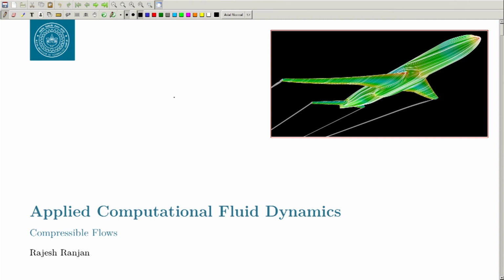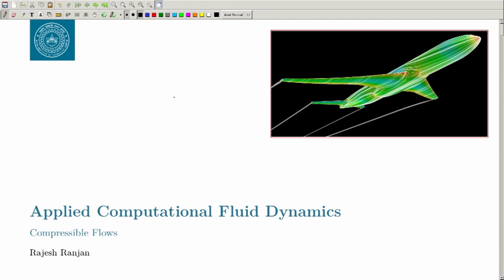Hello everyone, welcome back. Today we are going to start discussions on compressible flows. So basically in CFD, as we know, it is very important to know what the correct governing equations are to get the correct solutions. So for that we will first try to understand how compressible flows are different from incompressible flows, because the equations are different for compressible and incompressible flow.